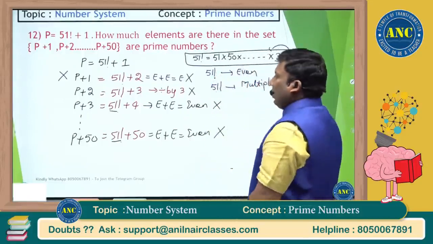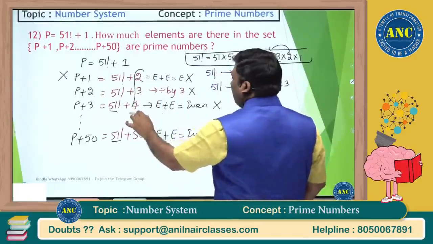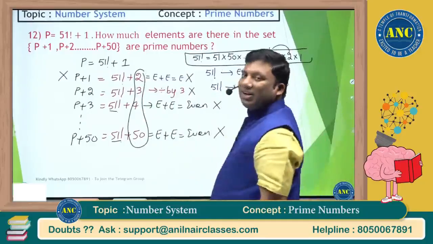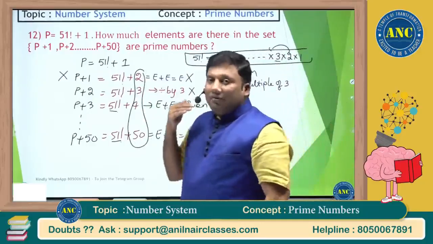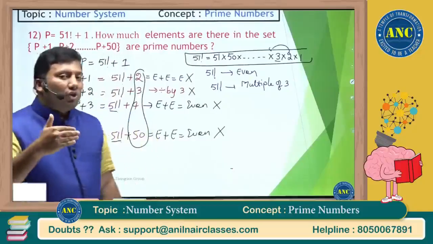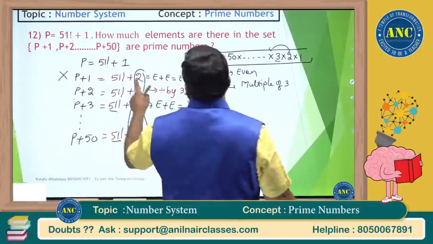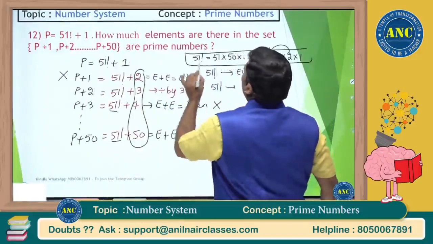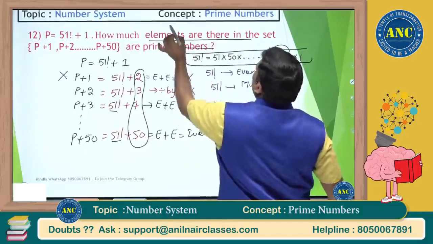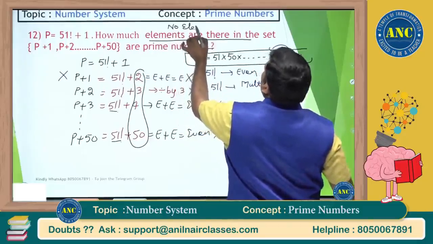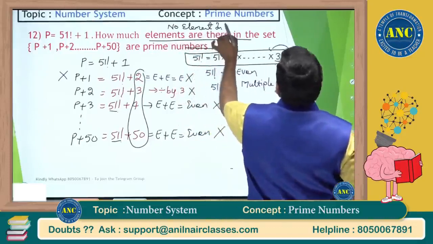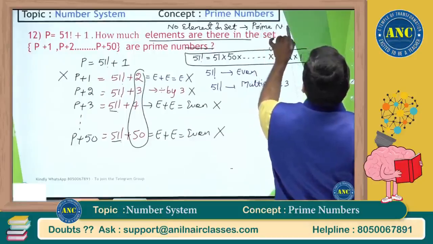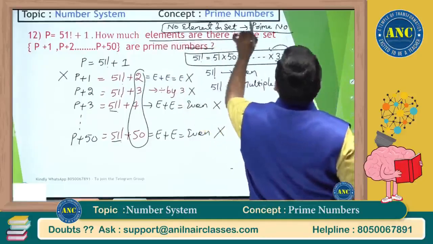No, not possible. The idea behind this question is that all the numbers which we are adding to 51 factorial are a part of this number. 51 factorial is 51 into 50 into 49 and so on up to 3 into 2 into 1. So all these numbers are a part of the number. None of them is a prime number. How many elements are prime numbers? No element in the set is a prime number.